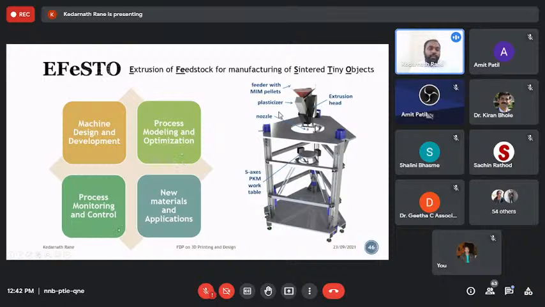Then we worked on considering Industry 4.0. We worked on process monitoring and control, how we can sense, how we can introduce the sensors, how we can introduce the closed loop system to control the system, and development of various different applications and different shapes and materials through this technology. So these are the 4 major categories I covered for this development.